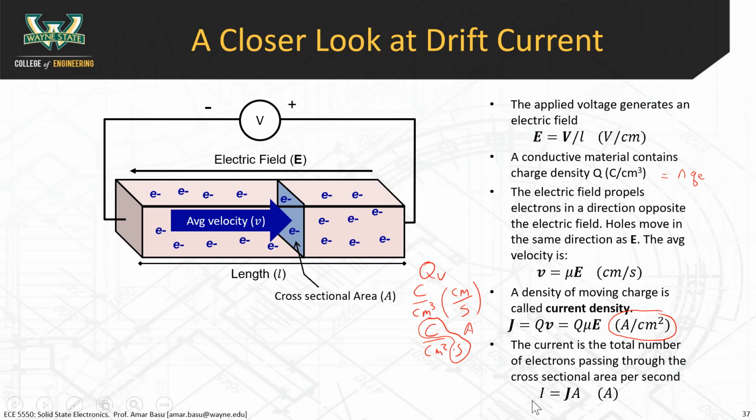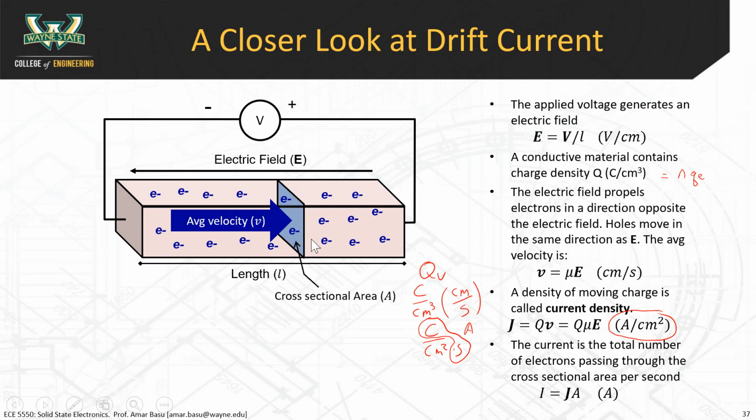I first defined current, and then I told you what current density is in terms of current, but you can think about it the other way around too. The current density is obtained by multiplying the charge density times the velocity. So it's Q times the mobility times the electric field. And then if you want to find the total current, it's I equals J times A, where A is the cross-sectional area of the block.